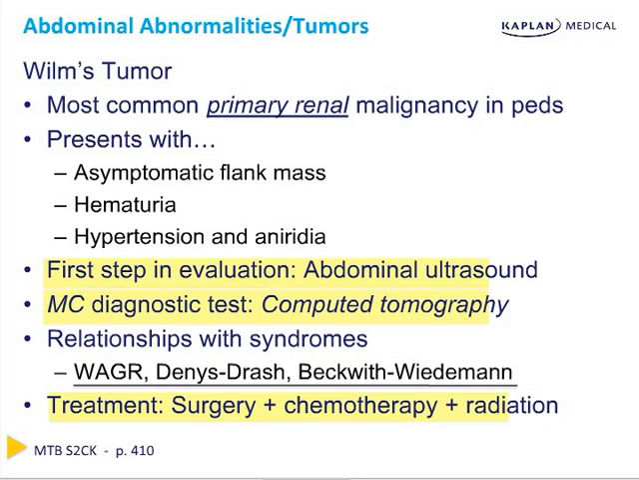So focusing on the 3 things you got to take away from Wilms tumor, it's the first step you order, ultrasound. The most diagnostic test to confirm your diagnosis, that's going to be CT. And what are you going to do about it? You're going to do all 3 of these: surgery, chemo, and radiation.